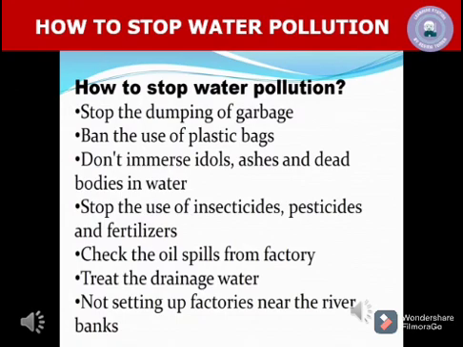Now, let us check out what are the methods to stop water pollution. First, stop the dumping of garbage, ban the use of plastic bags, don't immerse idols and dead bodies in the water, stop the use of insecticides, pesticides and fertilizers as this makes the water poisonous. Check the oil spills from the factory, treat the drainage water and do not set up factories near the river banks.